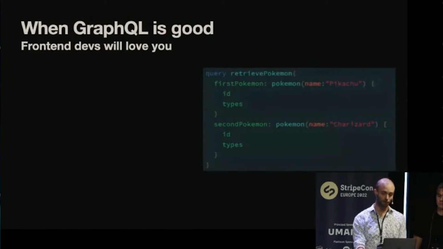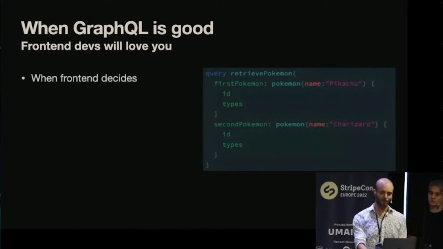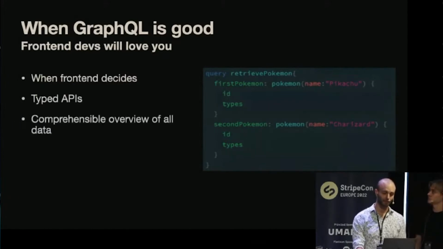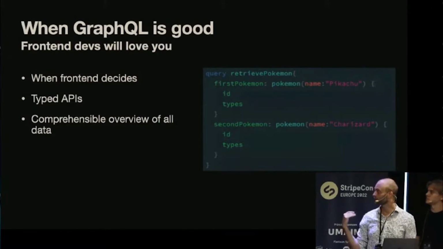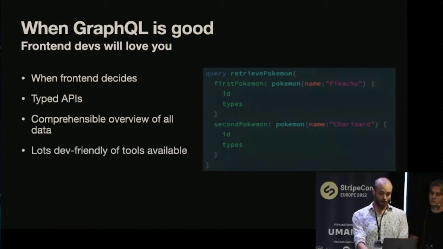I'm going to go a bit more into detail about the GraphQL part. It's, of course, very hyped and cool and all, but is it good? We think that when the front end decides the page layout, it's great. It's probably the best alternative. As a front-end dev, you get all the content available to you, and you can see everything that you need. You get typed APIs, a comprehensible overview, and there are, of course, a lot of dev-friendly tools to use with React or Vue or anything like this.